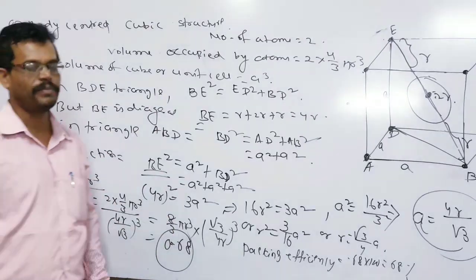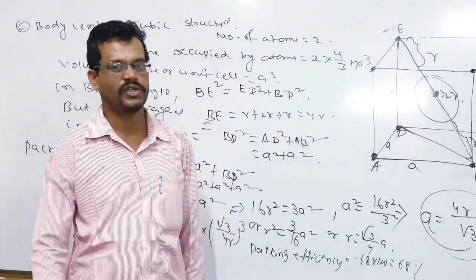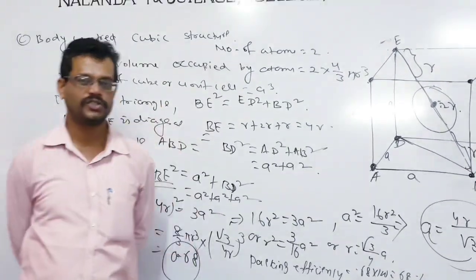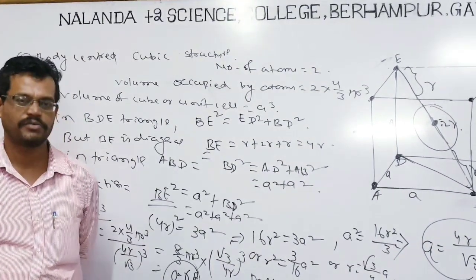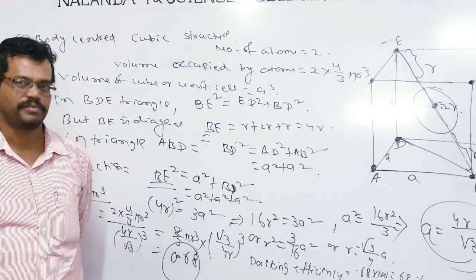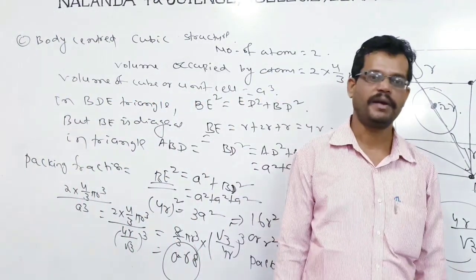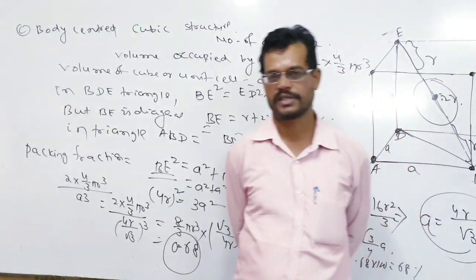So now we compare the packing efficiency of these three structures. In the simple cubic structure it is found to be 52%, in the face-centered cubic structure it is found to be 74%, and in the body-centered cubic structure it is found to be 68%. Okay, so that is all about the packing efficiency and packing fractions of different types of unit cell structures.